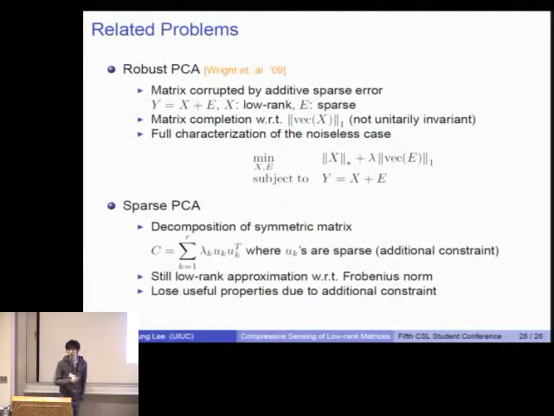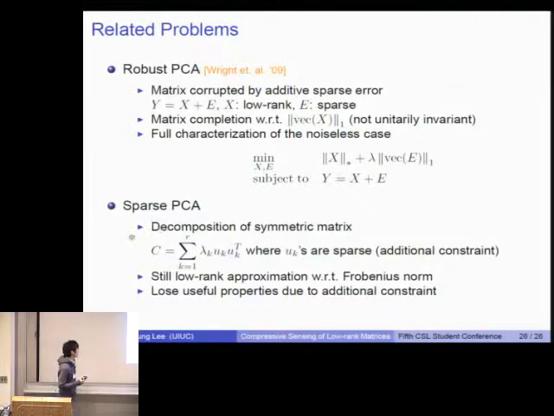Let's twist the problem a little bit. Then we can observe that the problem becomes very challenging. The first variation is robust PCA proposed by John Wright and Yi Ma. And they consider the problem where the matrix is corrupted by additive sparse error. Then it can be considered as matrix completion with some peculiar norm that is not unitarily invariant, but they proposed a clever way to solve the problem, and they fully characterized the behavior in theory only for the noiseless case.